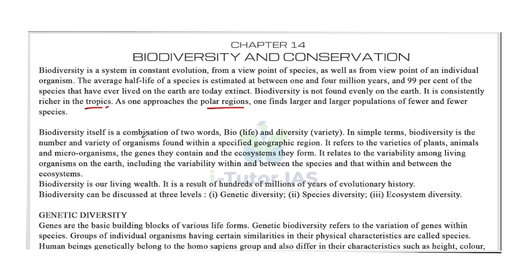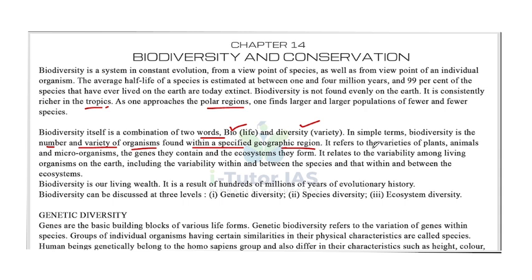Biodiversity itself is a combination of two words. Bio means life and diversity means variety. So in simple terms, biodiversity is the number and variety of organisms found within a specified geographic region. So what is the definition of biodiversity? It is the number and variety of organisms found within a specified geographic region.